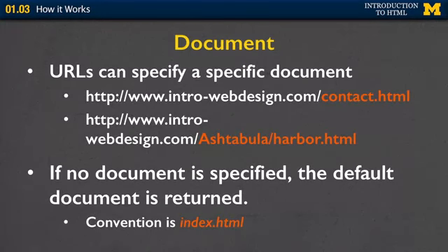The last part of your URL is the document. So sometimes you want to specify a very specific document that you want to get. So for instance, the contact page, or in this case, another one, I have the file that's inside a folder. But sometimes you don't put a document at all. In fact, most of the time you don't. If you type in wikipedia.org or facebook.com, there's no file name.